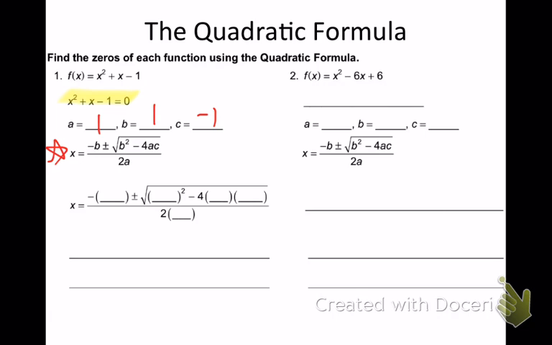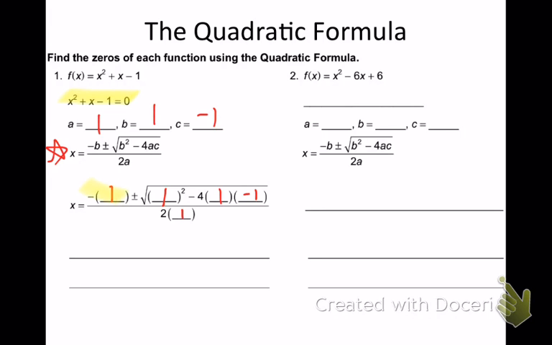So I have negative parentheses 1, because b is 1, plus or minus the square root of 1 squared, minus 4 times 1 times negative 1, because that's a times c, all over 2 times 1. So I plugged a, b, and c in, and now I use order of operations and I simplify.